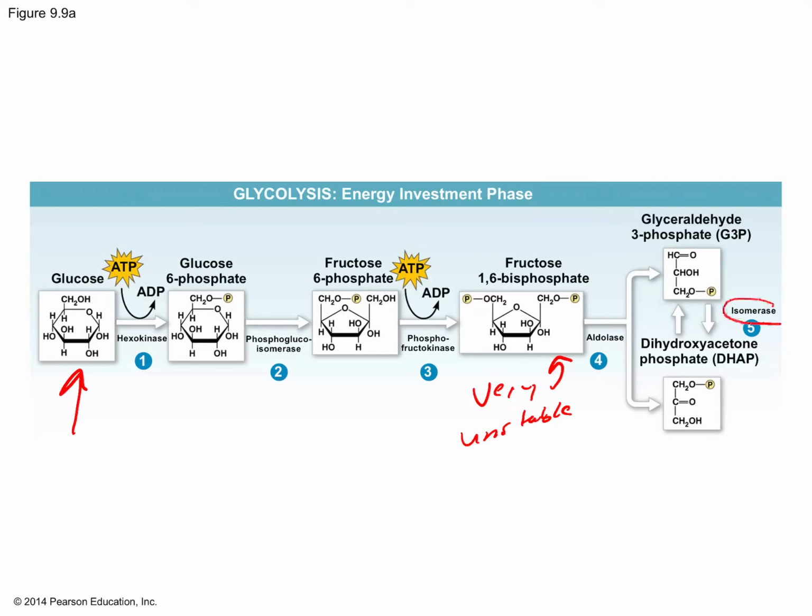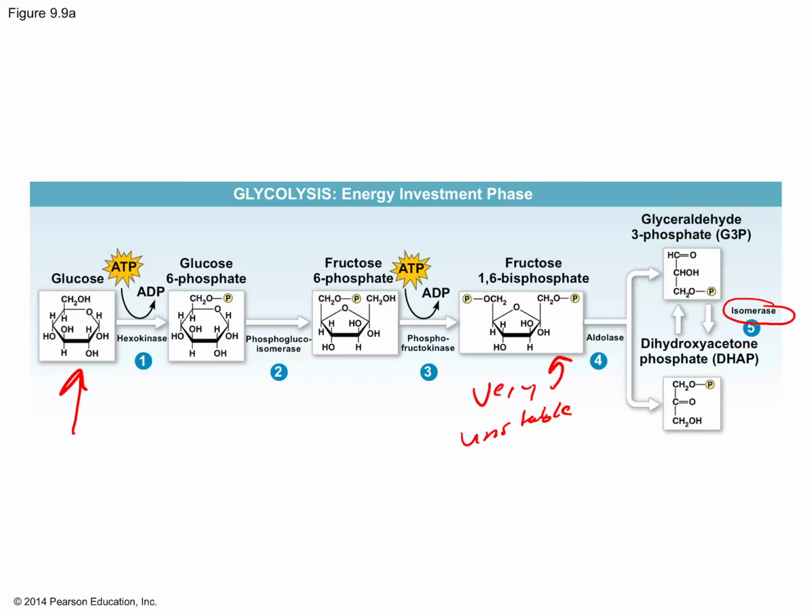We have an enzyme called isomerase. You see it right there. So remember, enzymes are named for what they do. Isomerase is going to convert DHAP into G3P. So these 2 molecules, DHAP and G3P, are isomers of each other. Isomerase converts DHAP into G3P so that we do actually end up with 2 copies of G3P for every glucose we started with. And those 2 copies of G3P then get funneled into the energy payoff phase, which is next.